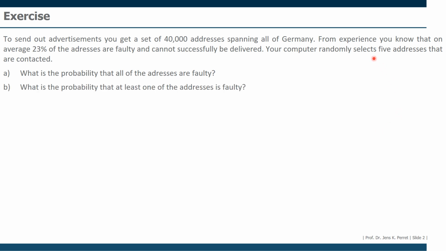What is the probability that at least one of the addresses is faulty? And finally, in one day, 2,000 flyers are sent out. How many of those will not be able to be delivered?